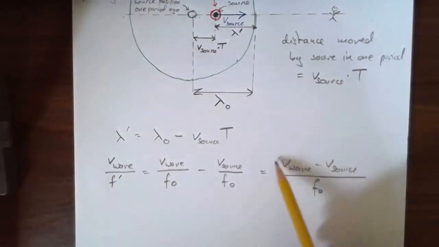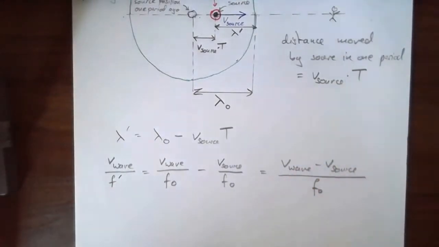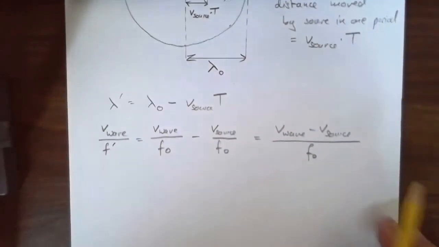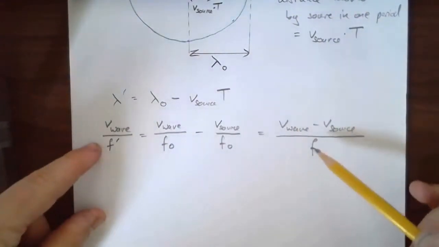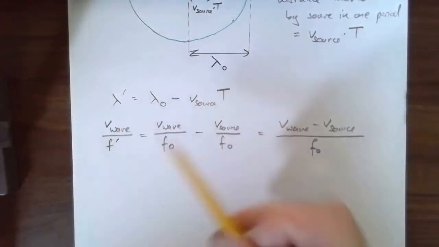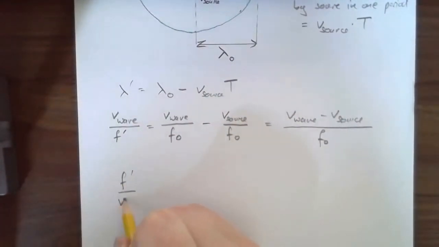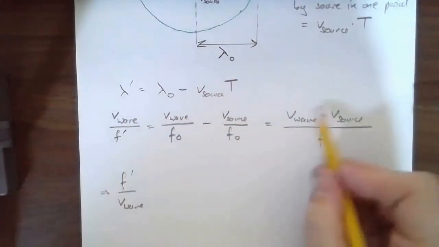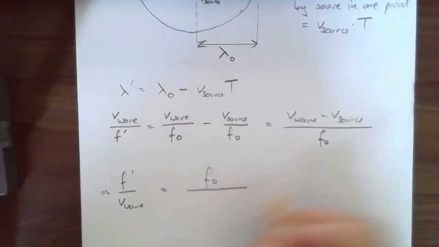You get the idea. For most situations, this is going to be bigger than this, right? Otherwise, it's going to be, as I showed you, a somewhat different situation. So I can rearrange it. I can just flip it, right? This is a fraction. This is a fraction. So I'm going to take the inverse of each. So I'm going to get f prime over the speed of the wave, right? This flip is equal to this flip, which is f naught divided by the difference in speeds.